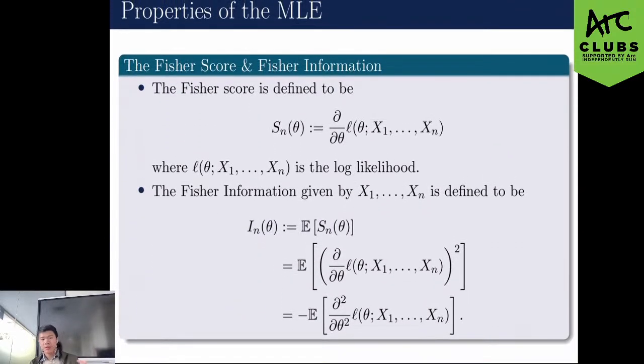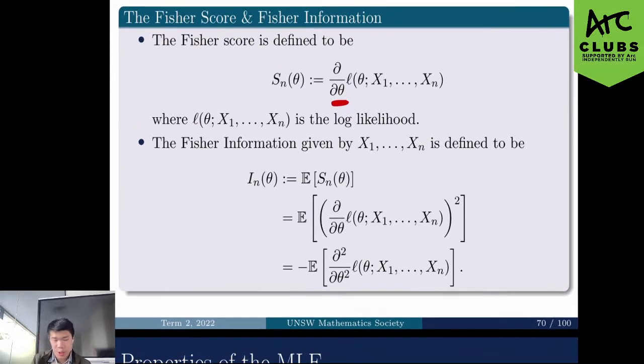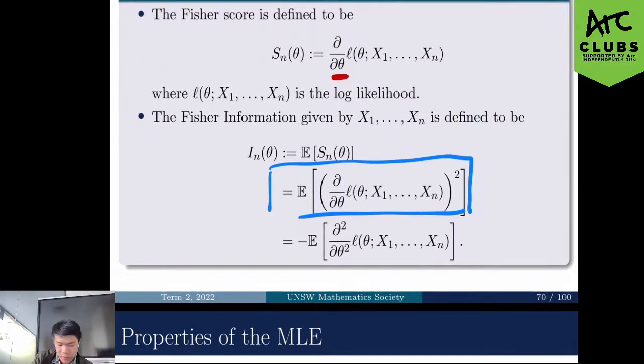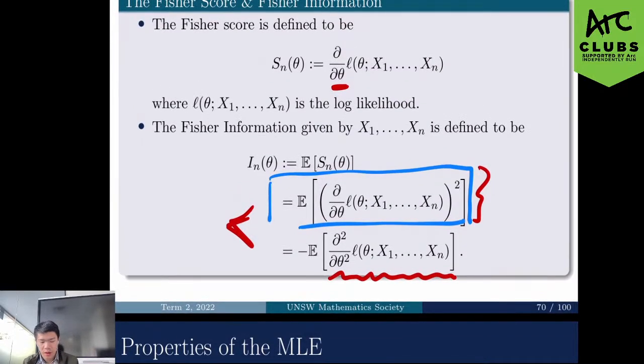Okay. So to work out the standard error itself, we need to know this concept called the Fisher score. So the Fisher score is the derivative of the log likelihood function with respect to theta. Right, and the Fisher information is equal to the expectation of the Fisher score squared. And there's also a second formula you can use for it. It can be shown that these two are equivalent. So either you can just square the first derivative, or you can take the second derivative and take the minus of that. Okay? And so that's the Fisher information.